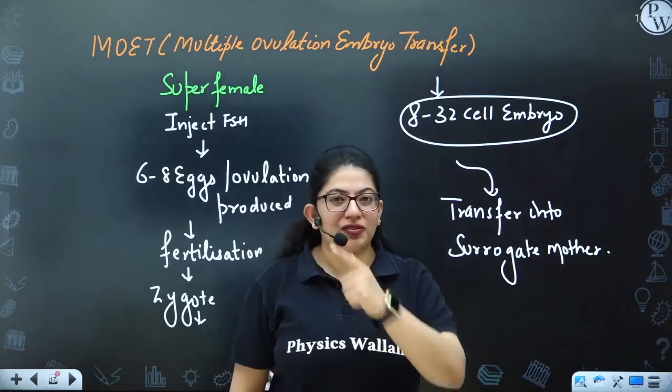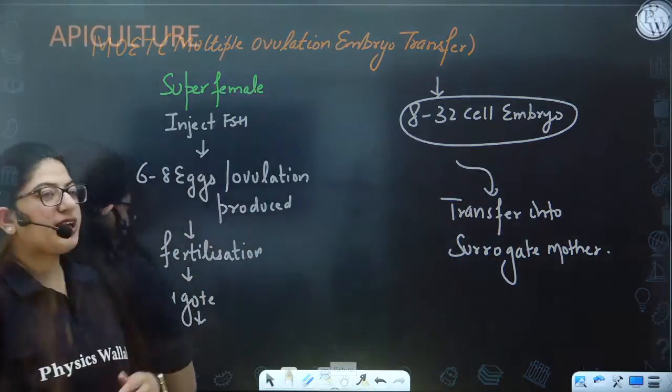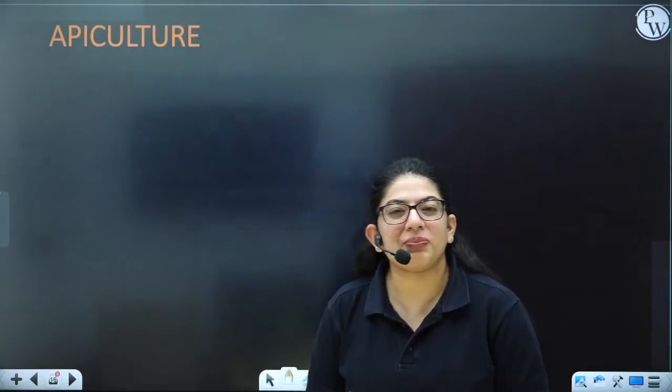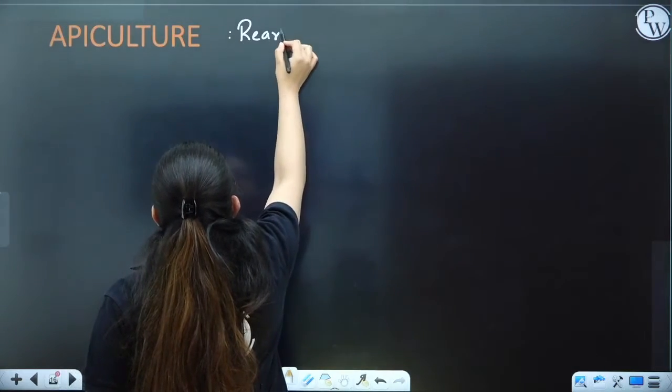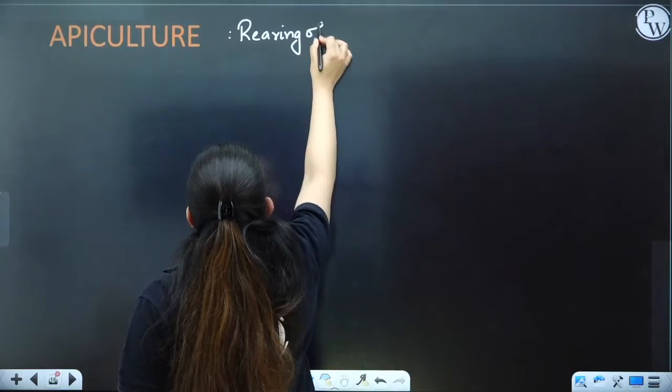All right, let's move further to the next. Apiculture. What's apiculture? The word api comes from apis, and apis means honey bee. So apiculture is the rearing of honey bees.